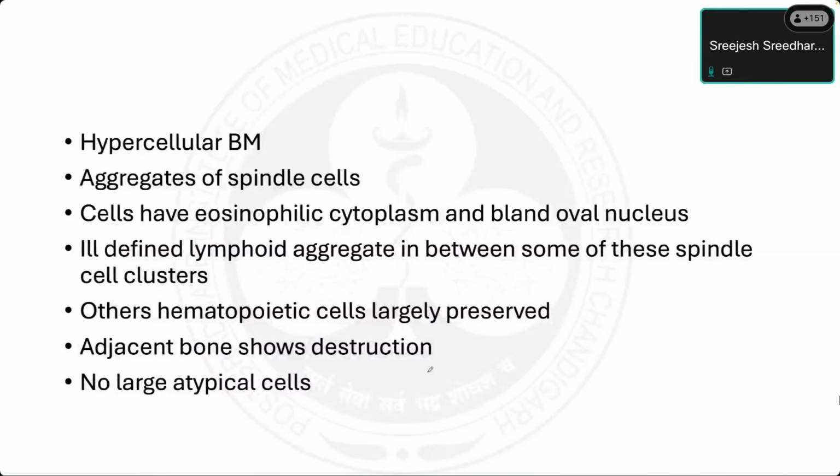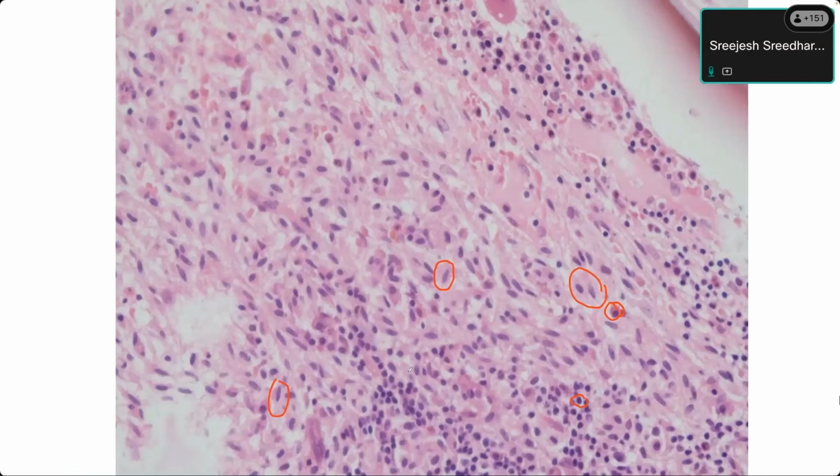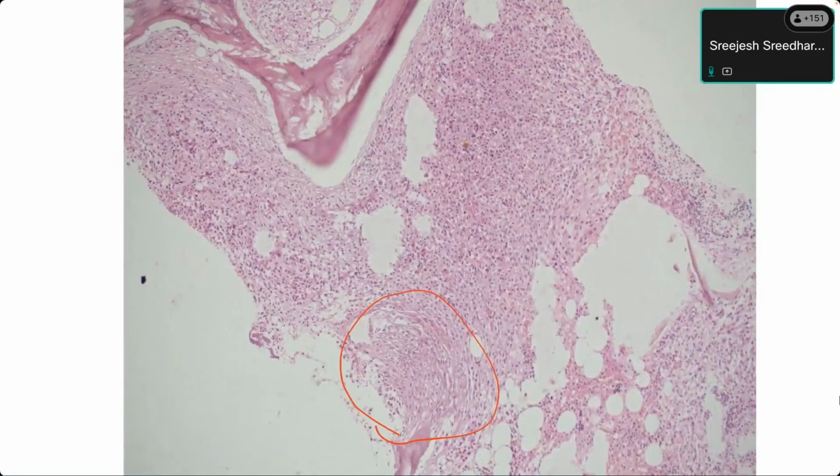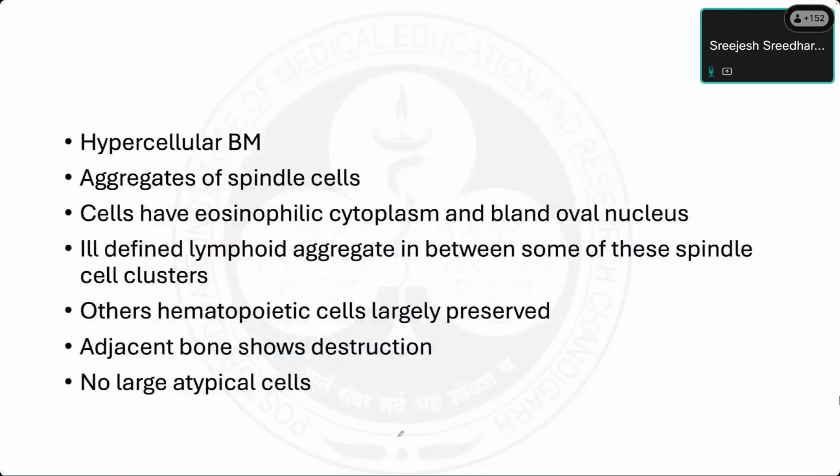So you have a hypercellular bone marrow with aggregates of spindle cells. They have very eosinophilic cytoplasm and bland oval nuclei. And of course, you can see some lymphoid aggregates with some plasma cells. You can see the adjacent bones are being destroyed. This is a part of the bone which is destroyed and replaced by these cells. Osteolysis is there. But there are no large atypical cells.